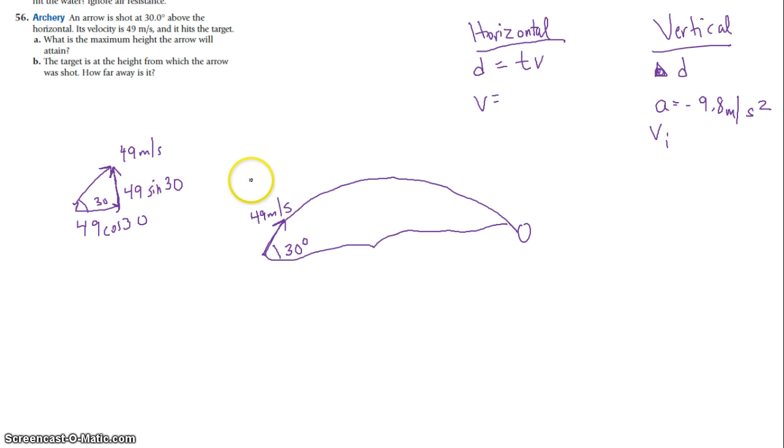So 49 sine 30 is 24.5 for my initial vertical velocity, and that's positive because it's going upward. My 49 cosine 30 is going to give me 42 meters per second.